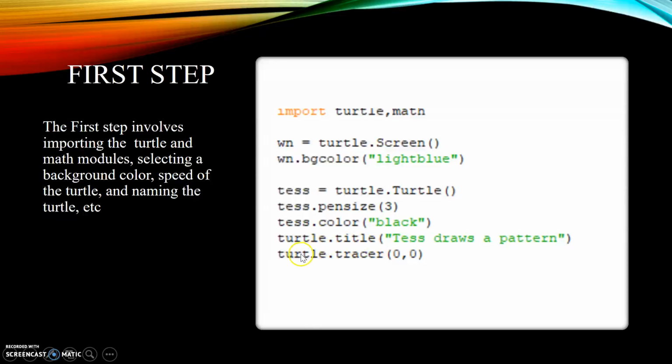And I used turtle.tracer(0, 0). This gives us the speed. It makes it fast. But if we wanted to slow it down so that we could see every step, we would use test.speed and then 0 or 1 or 2, depending on how fast you want it to be.